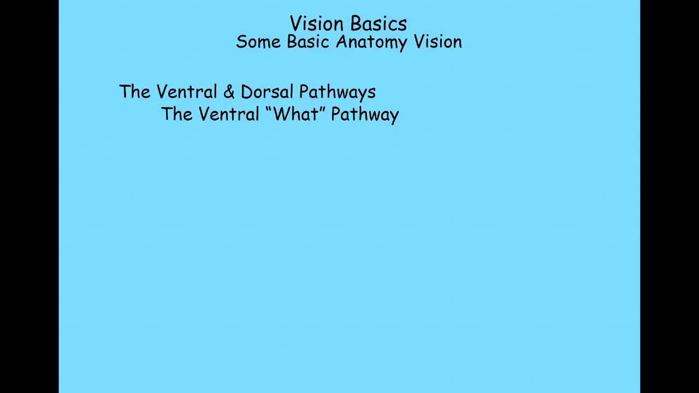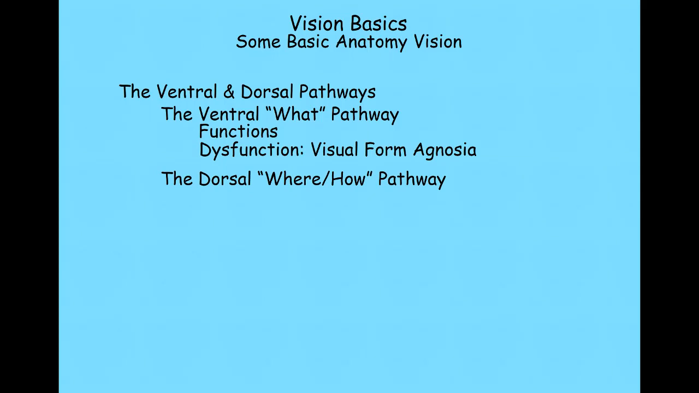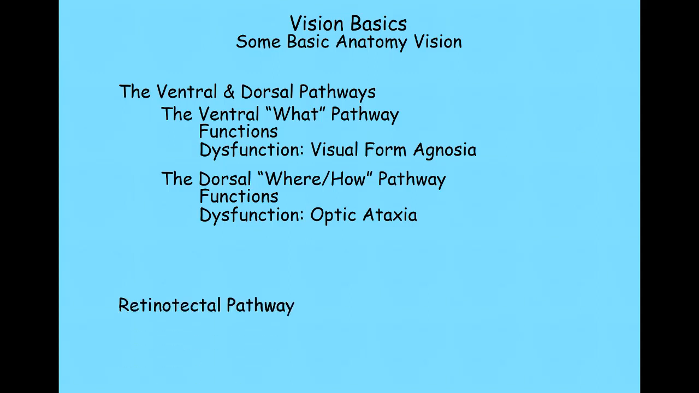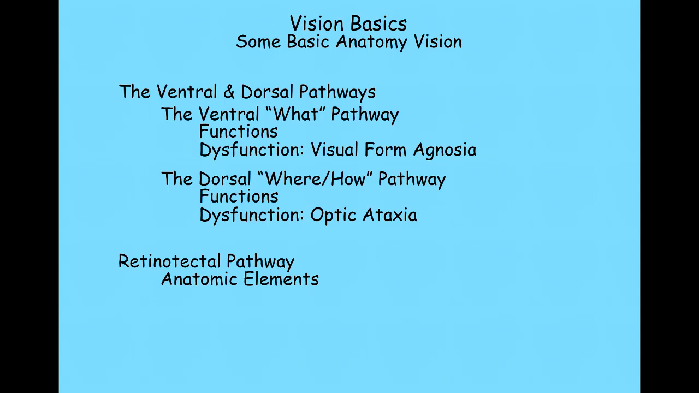The ventral pathway is often referred to as the what pathway, and we'll talk about its functions and dysfunctions. That is, what happens when that pathway gets damaged. And then we'll look at the dorsal pathway, which is sometimes called the where or how pathway, its functions and dysfunctions. That is, what dysfunctions occur when it gets damaged, and we'll focus on optic ataxia. Later, we'll turn our attention to the retinotectal pathway. We'll talk about its anatomic elements and its overall functions.